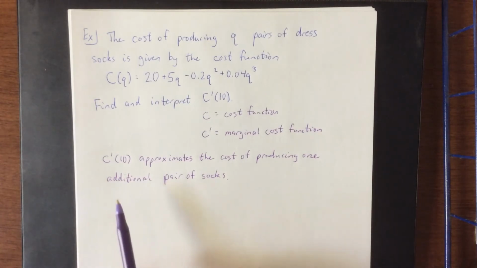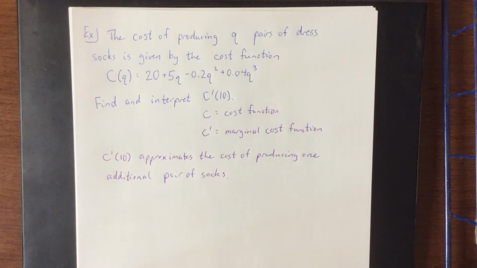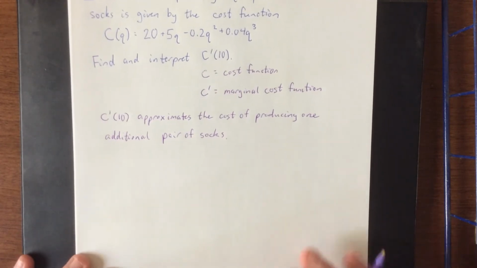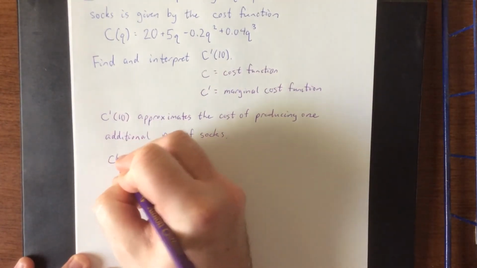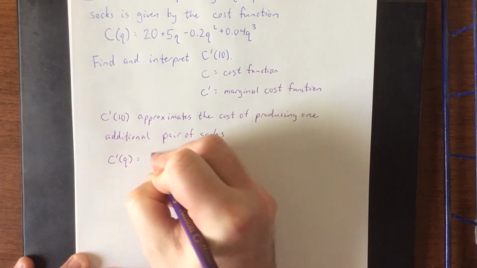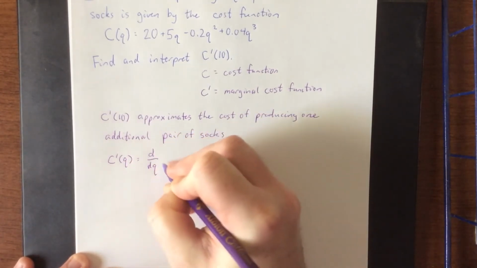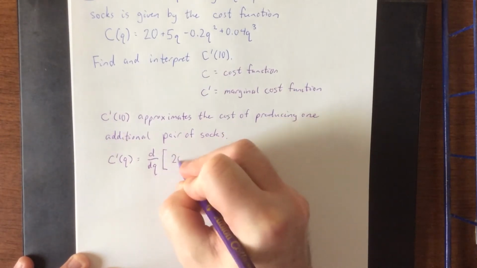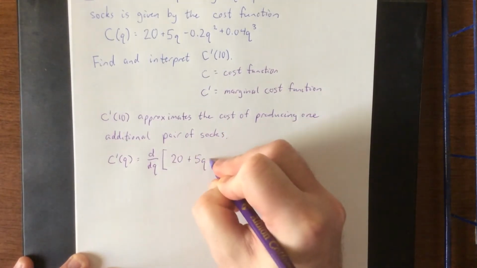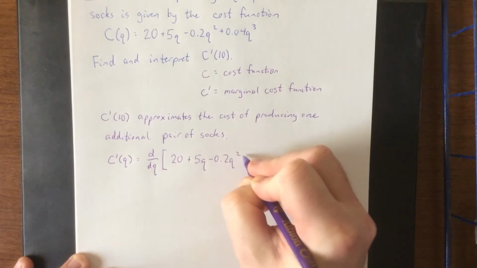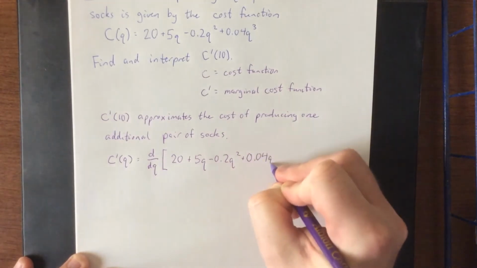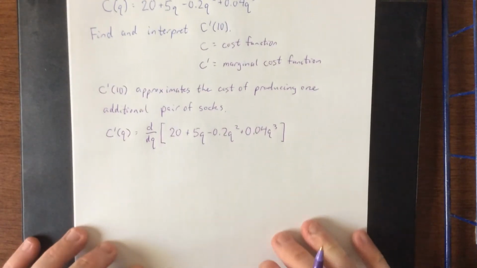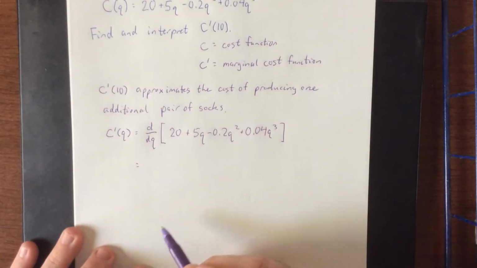So really what this is doing is it's approximating the cost that it would take to go from creating 10 pairs of socks to 11 pairs of socks. So what we're going to do is find both and demonstrate how one approximates the other. So first thing I'd like to do is actually differentiate the given function with respect to Q. So that'll be C prime of Q, or the derivative with respect to Q, of 20 plus 5Q minus 0.2 Q squared plus 0.04 Q cubed. Hey, fun to say. So we'll go ahead and differentiate term by term.